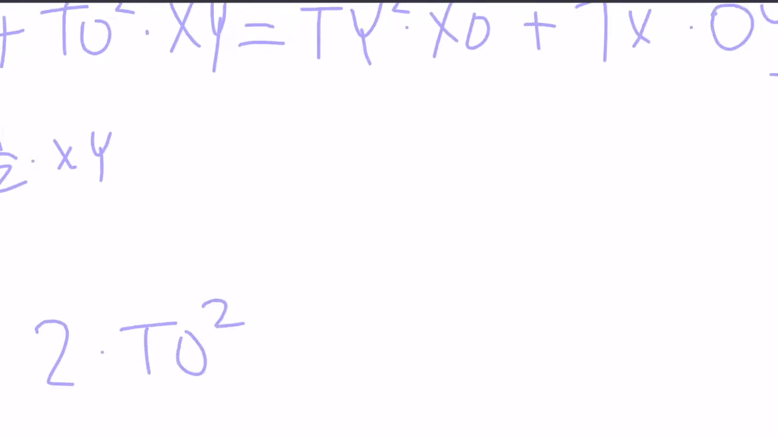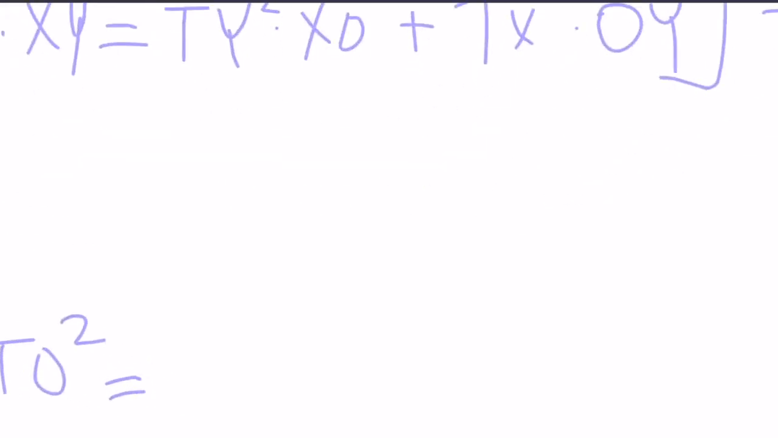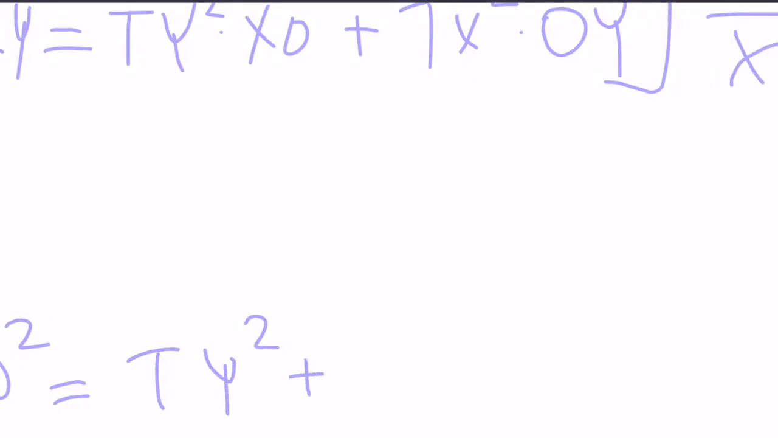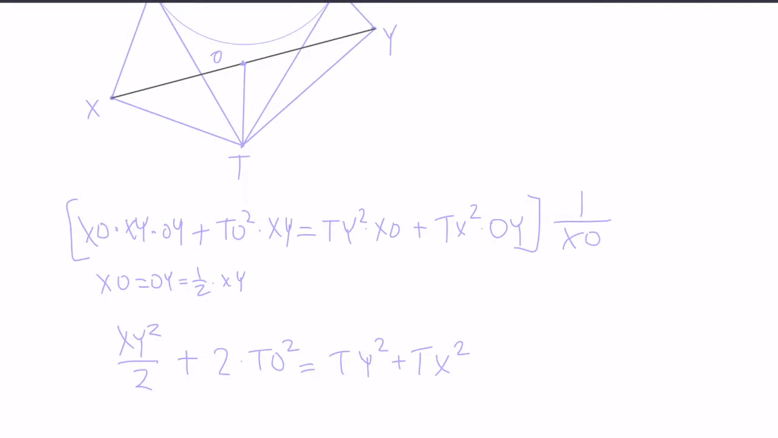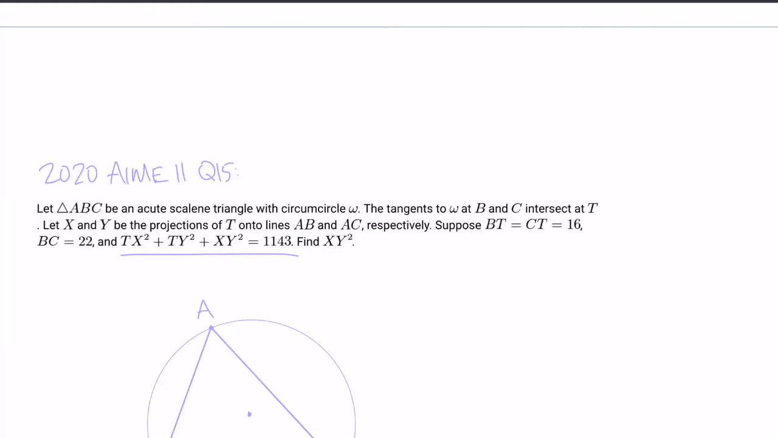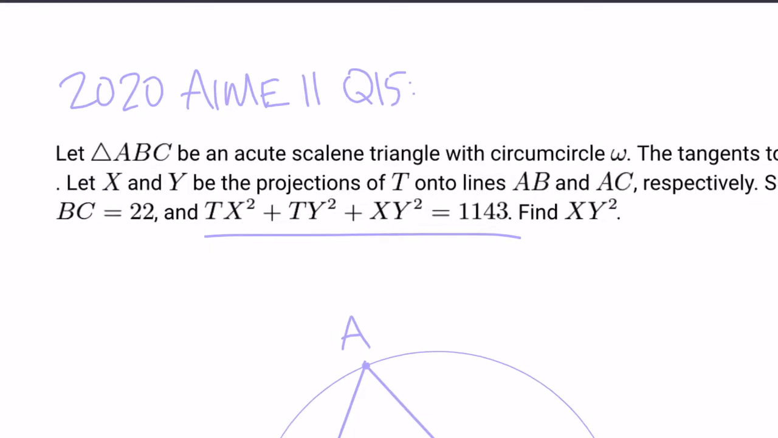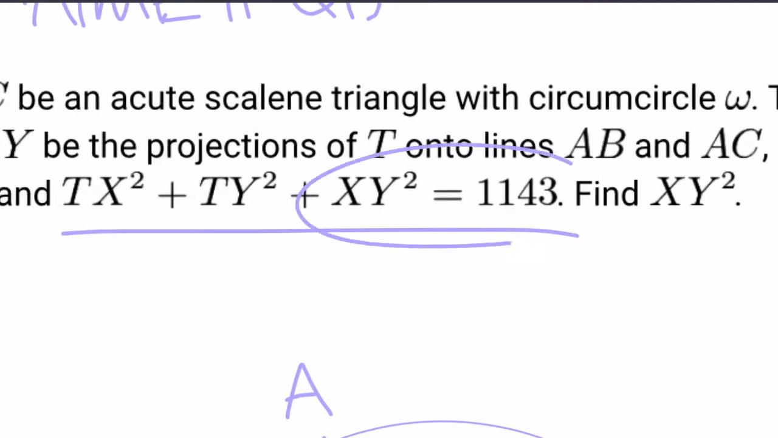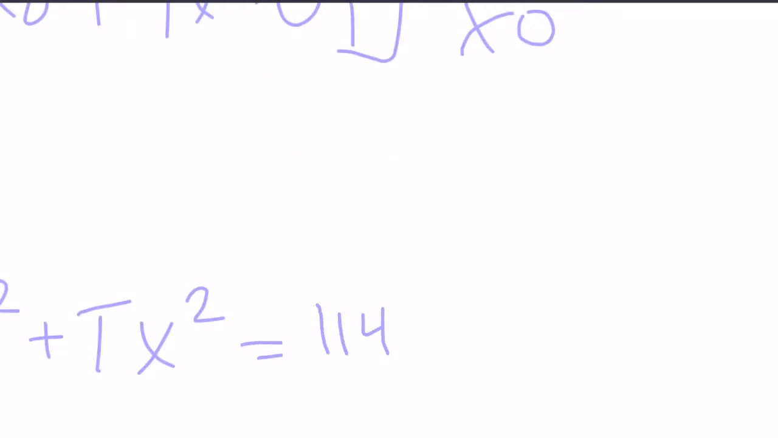And for the middle term, this XY cancels with this XO to get 2 times TO squared, which is equal to, since both this XO and this OY cancel, TY squared plus TX squared. And this is pretty much what we wanted, because TY squared plus TX squared is actually given to us pretty nicely as 1143 minus XY squared. So let's replace this with 1143 minus XY squared.